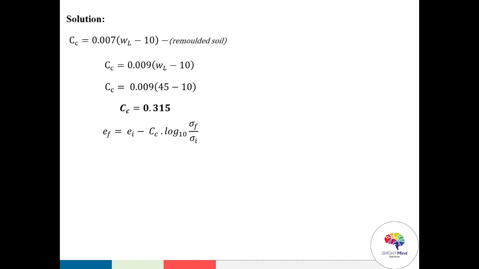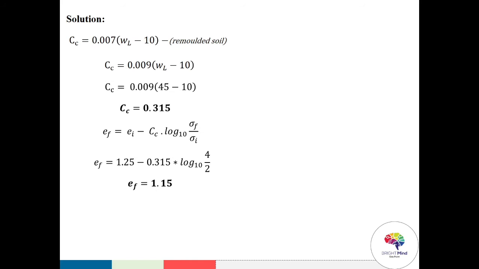So the other values are provided to us. If we substitute accordingly, we'll get the value of the final void ratio. In place of initial void ratio, the value of 1.25 is substituted, Cc is 0.315, and the final pressure is 4 and the initial pressure is 2. Upon calculation, the final void ratio comes out to be 1.15. So the first part of the question is now completed.